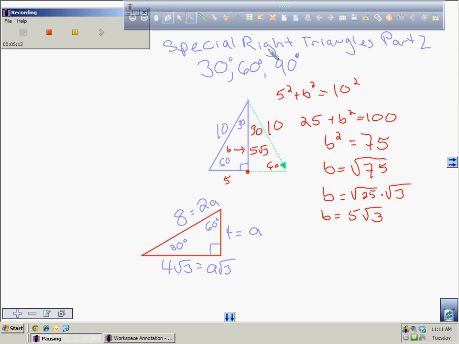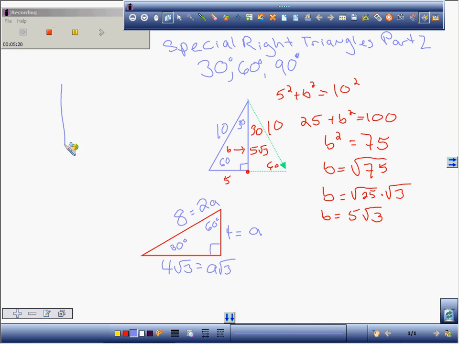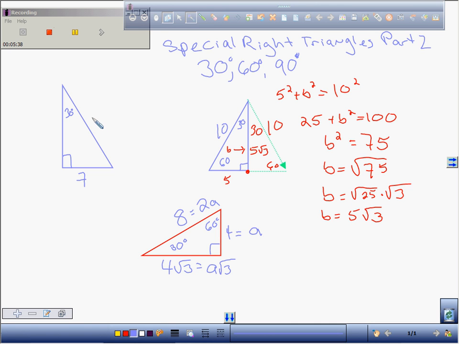Let's do another example up here, where I draw another 30, 60, 90 triangle. And they like to give you all kinds of orientations. So sometimes they're upside down, sometimes they're sideways, sometimes they look like this. So say, for instance, that this side here is 7. Okay, this is an easy one. And this is your 30. What's this side?